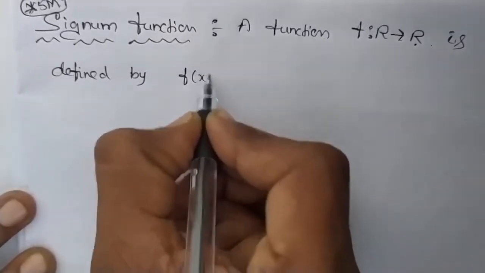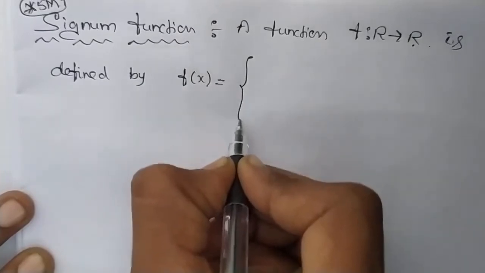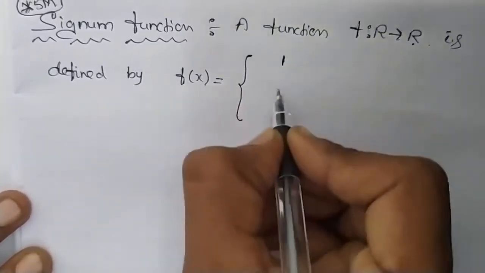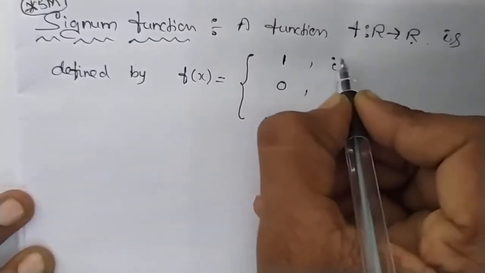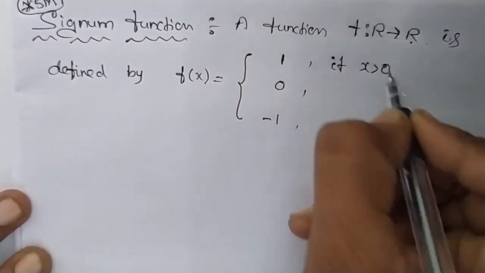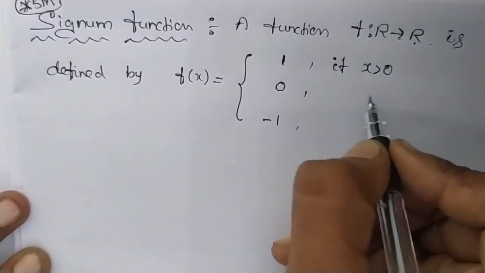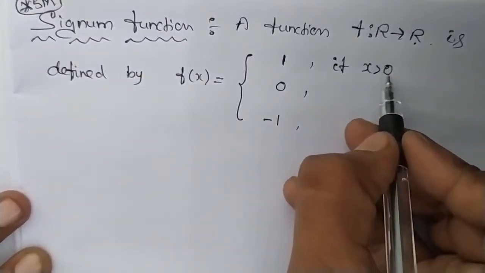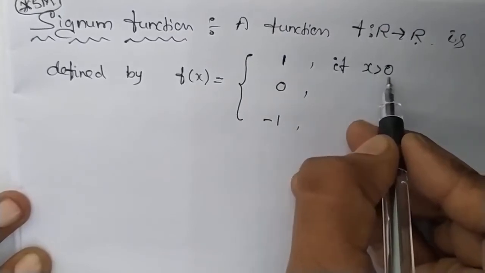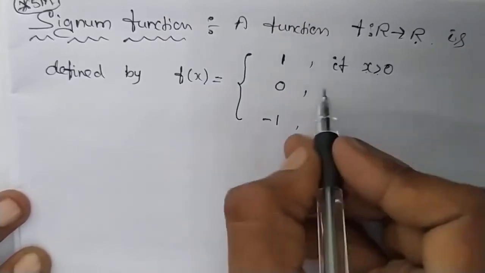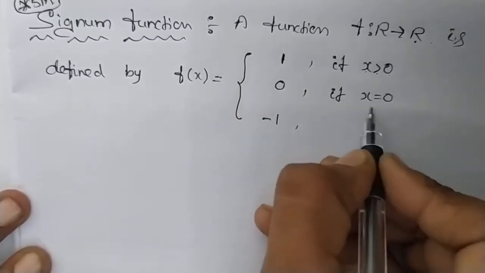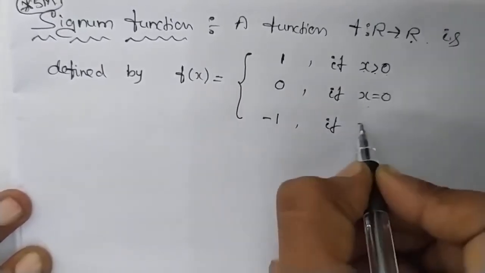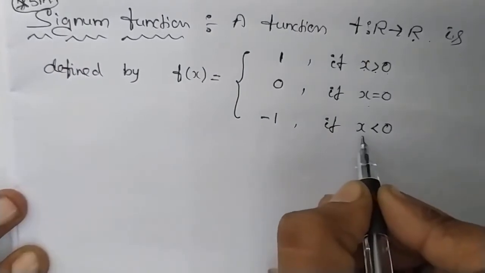f of x equals, here we have 3 cases: 1, 0, minus 1. If x is greater than 0, that means values higher than 0, that means positive values. If x equals 0, second case, that is 0. Third case, if x is less than 0, that means what?